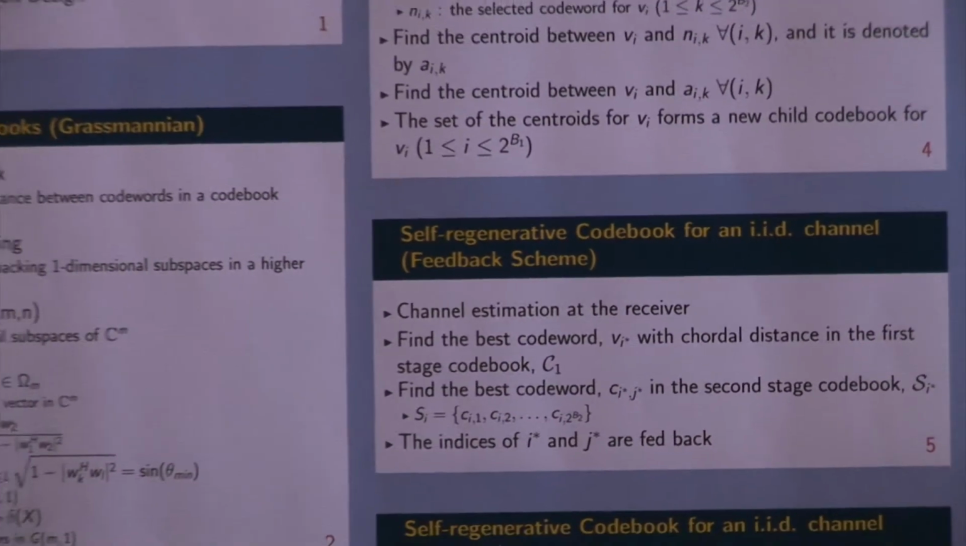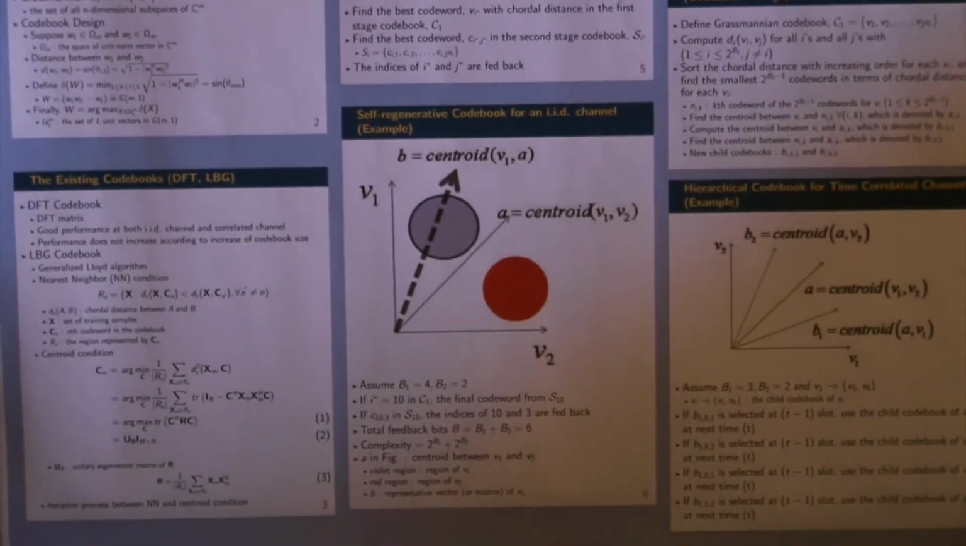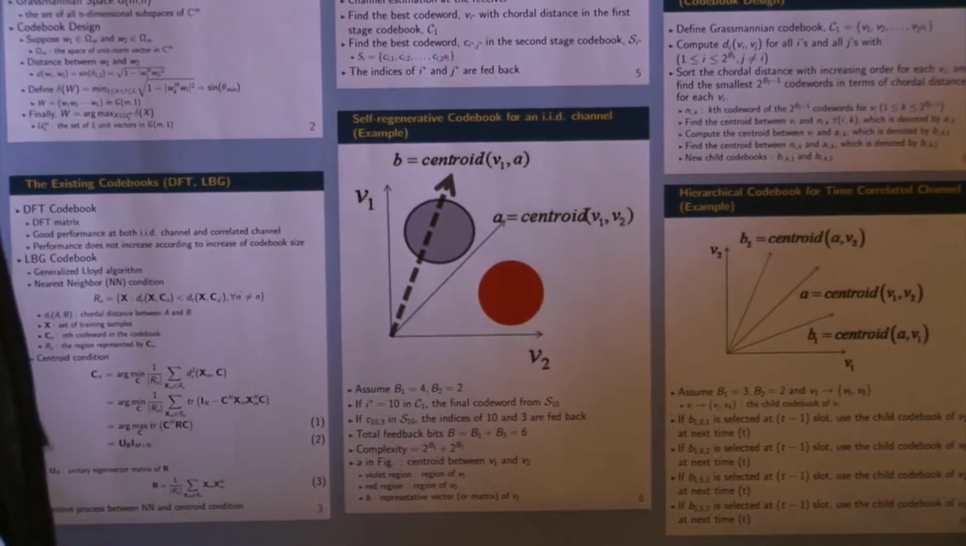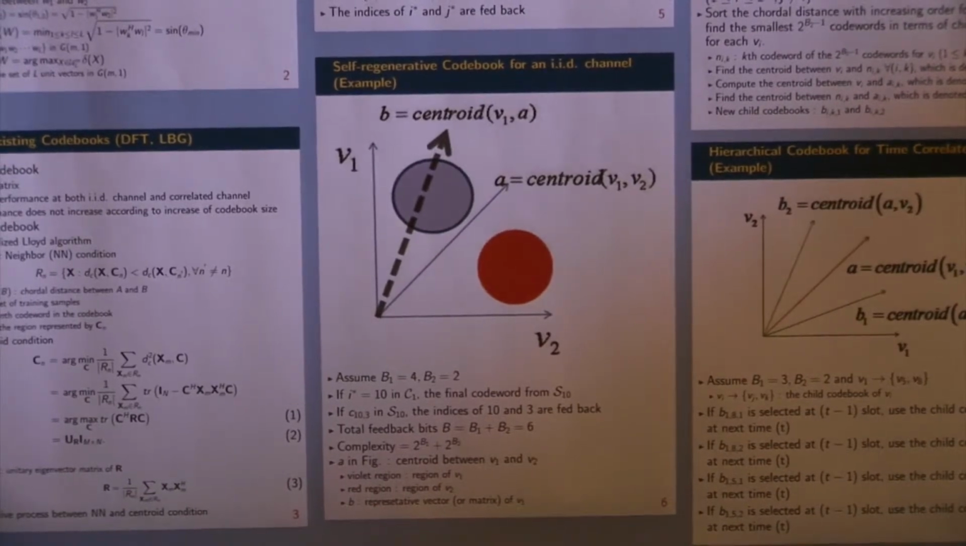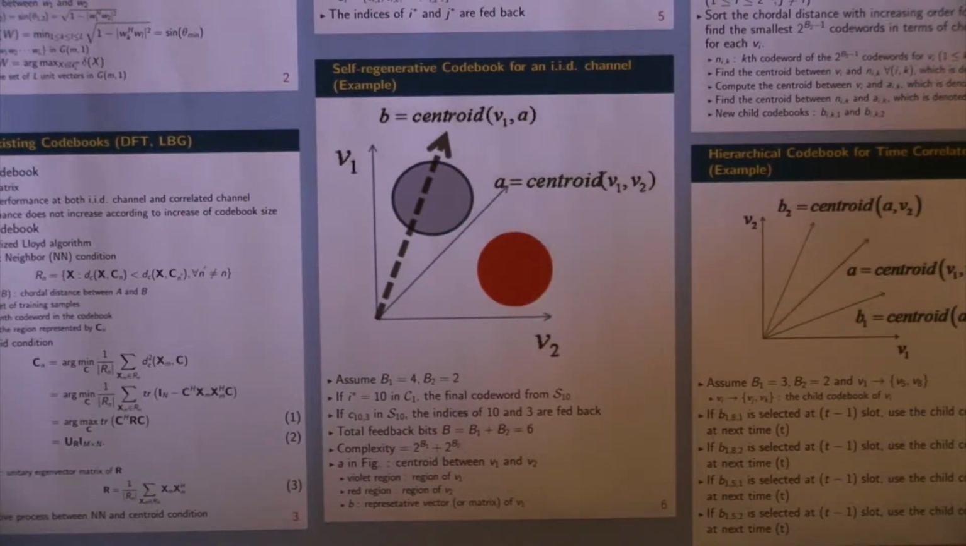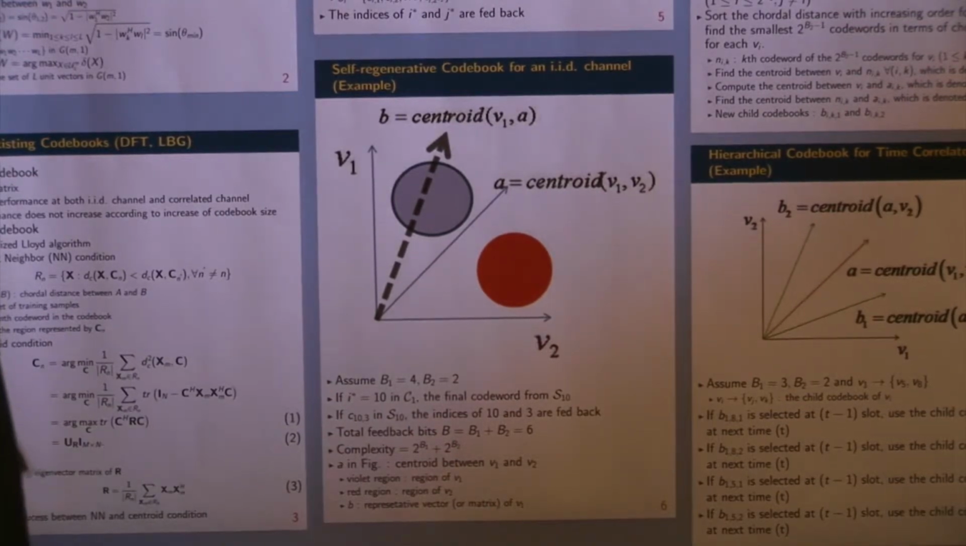For example, we assume v sub 1 is 4 and v sub 2 is 2. If the best codeword index i star in C sub 1 is 10, the final codeword is selected from S sub 10. If C sub 10,3 is selected in S sub 10, the indices 10 and 3 are fed back.